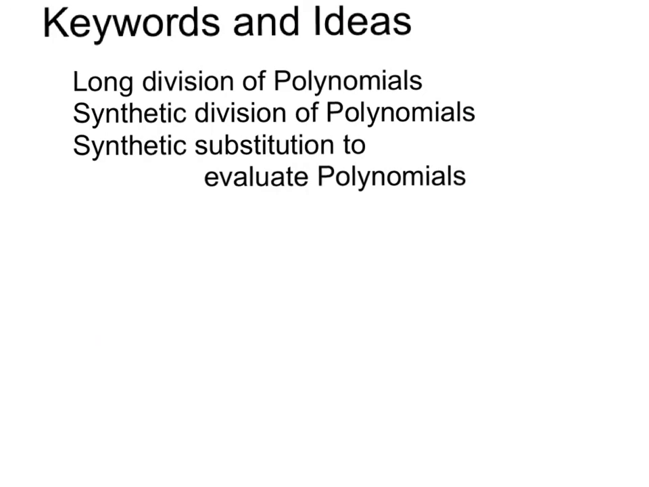On skill 57, there are three key things we need to be able to do for the skill test. One is long division of polynomials. 2 is synthetic division of polynomials. And then finally, synthetic substitution to evaluate polynomials.